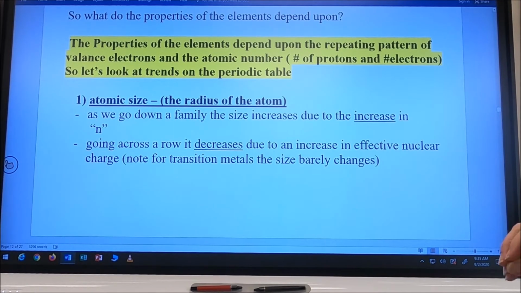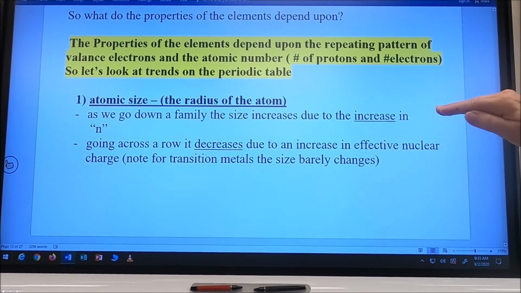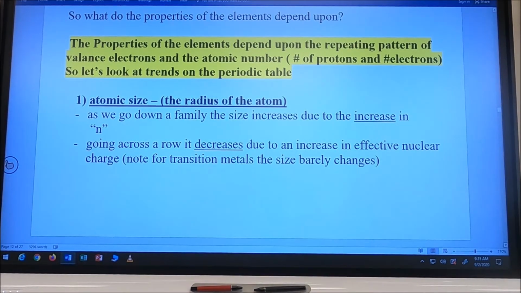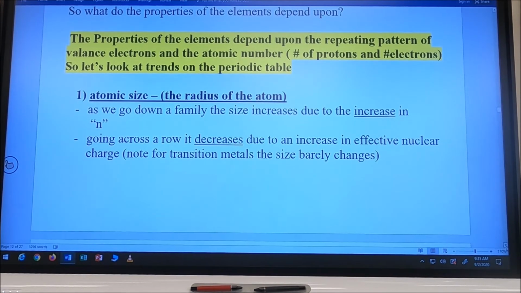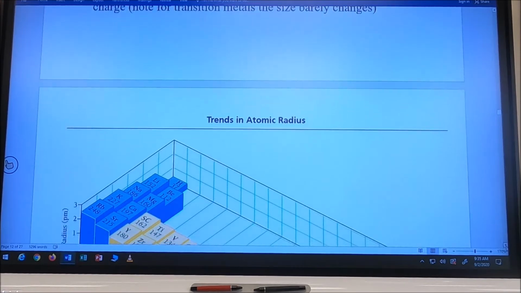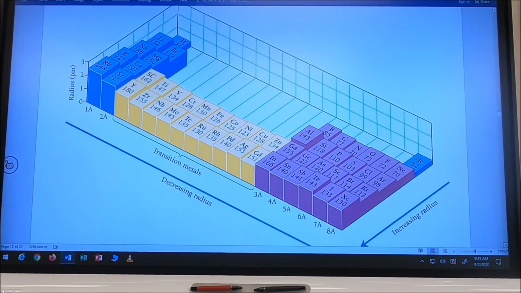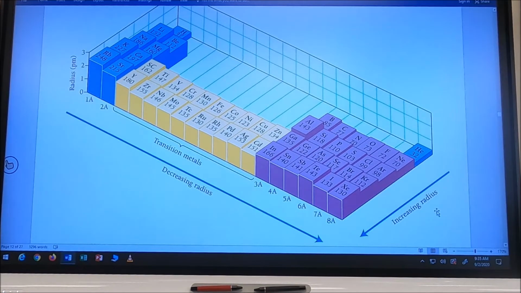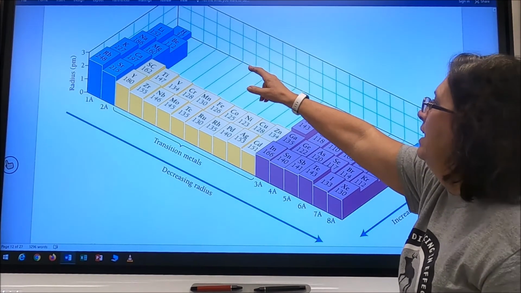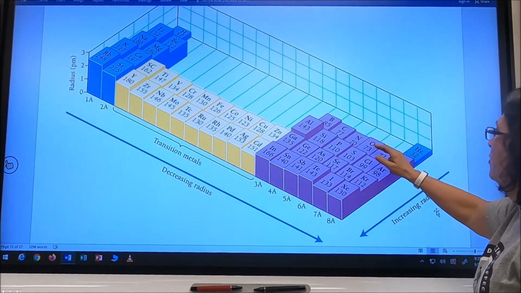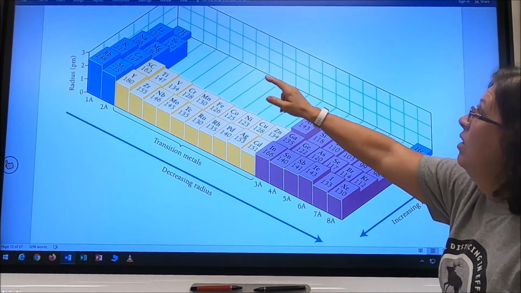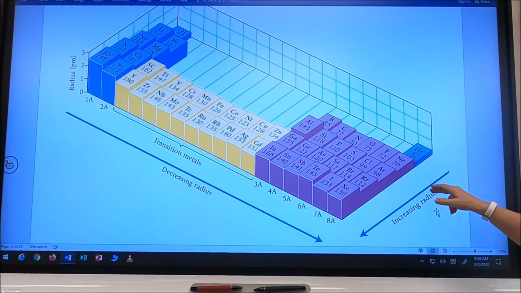Now guys, let's think about this. As we're going across a row on the periodic table, let me pull up some numbers here for you, an example. Here's showing size. As we go across a row, lithium, beryllium, boron, carbon, nitrogen, oxygen, fluorine, neon. Notice that the size is going down.